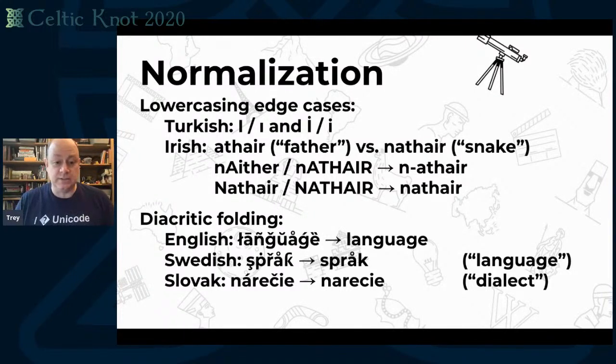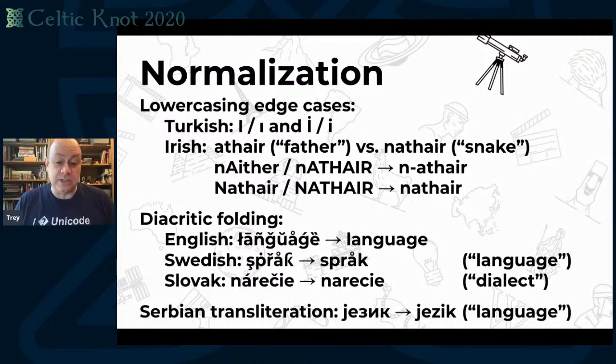A final language-specific example of normalization comes from Serbian, which is written on wiki in both Latin and Cyrillic. So as an example, we would transliterate the word for language from Cyrillic to Latin as part of the Serbian normalization process.